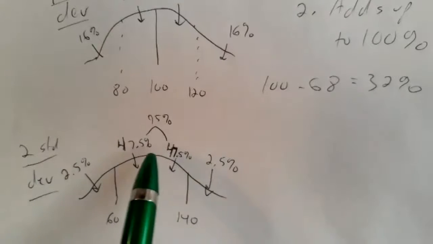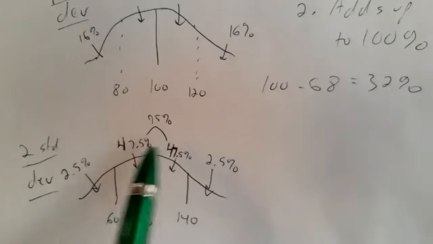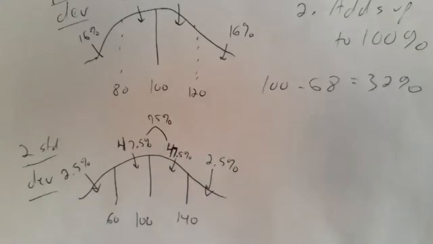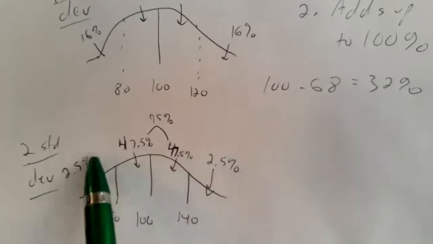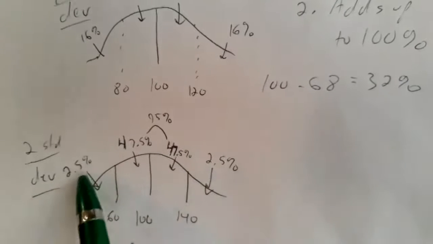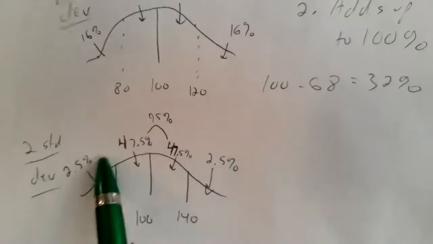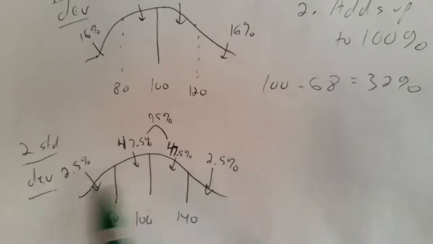I divide this up into 2. I'm going to get this number, 47.5. I do 100 minus 95. That gives me 5%. So this one and this one together are going to be 5%. We divide 5 by 2, we're going to get 2.5.